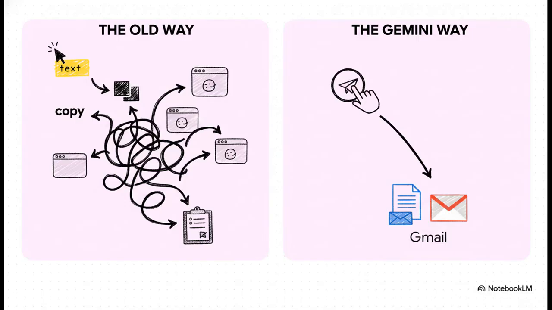I mean, let's just stop and appreciate how much of a game changer this is. The old way was such a pain, right? You'd have to highlight everything, copy it, open a new tab, open Docs, paste it, fix the formatting. The Gemini way? It's one click. It sends that whole recipe straight into a new Google Doc or drafts it in an email for you. It's a massive, massive time saver.